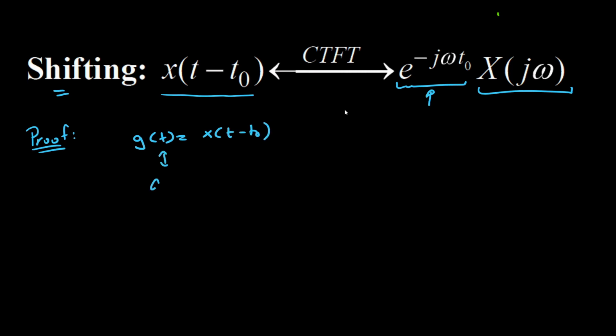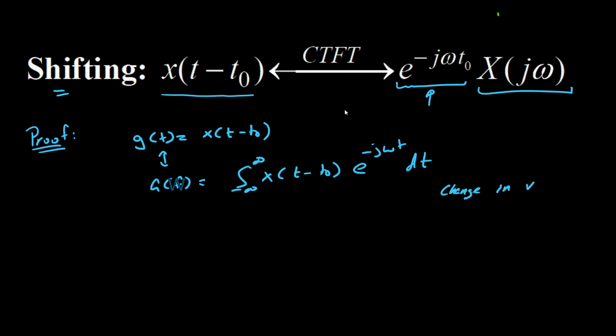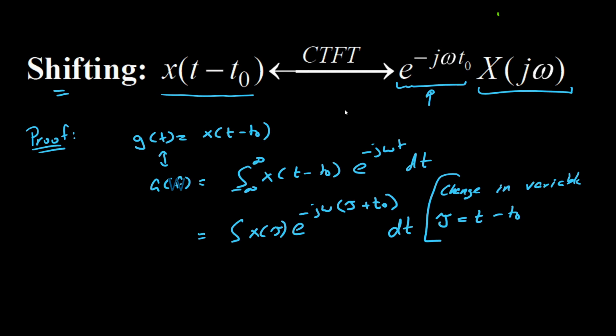We take the Fourier transform of this, so we have G of omega equal to the integral from minus infinity to infinity of x of t minus t naught, e to the power minus j omega t, dt. Now let us say we use a change in variable and we set tau equal to t minus t naught. In this case we would have x of tau e to the power minus j omega (tau plus t naught) dt, and since the limits of integration are from minus infinity to infinity, they would not be changed, so we would simply have minus infinity to infinity.